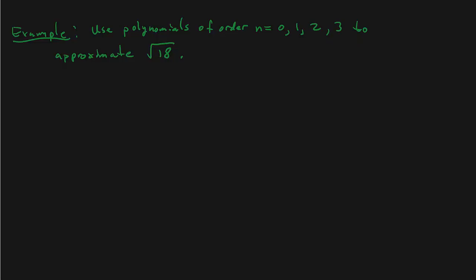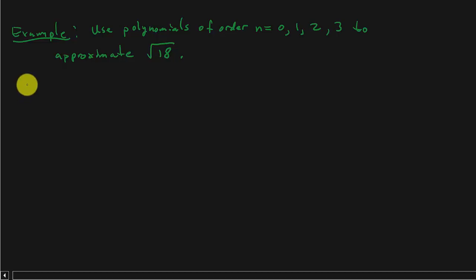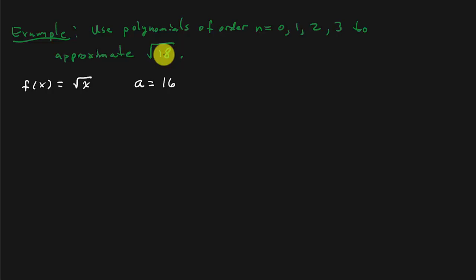All right, so for this problem, our f of x is equal to the square root of x. That's our function, because we're looking for the square root of 18. And we want a. We're going to pick a to be 16 because 16 is close to 18, and it's a perfect square, so it's easy for us to evaluate the square root of 16. That's why we're choosing it.